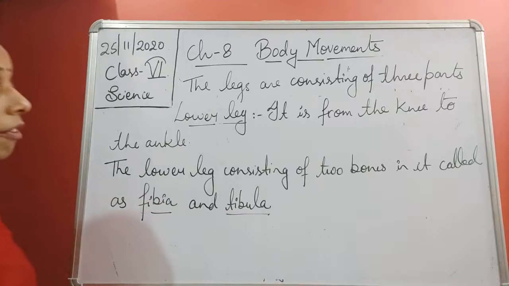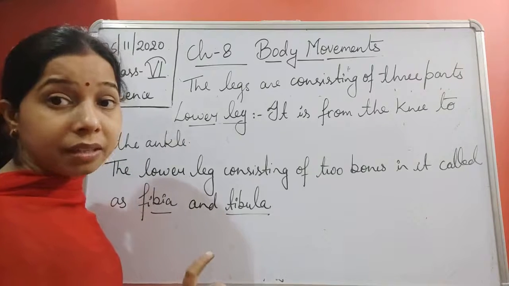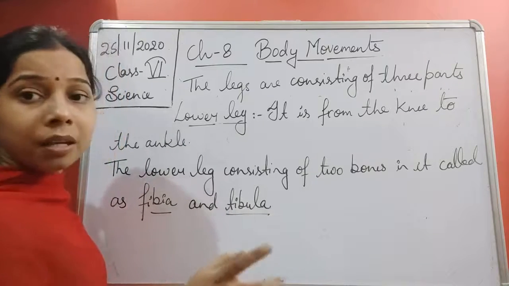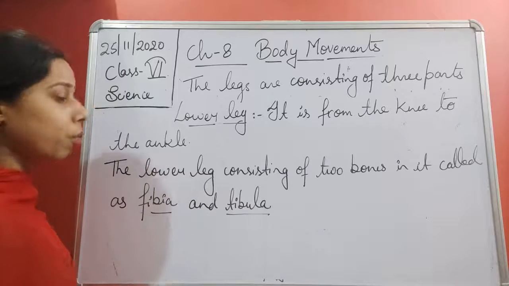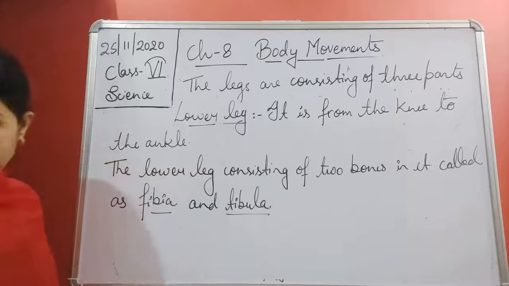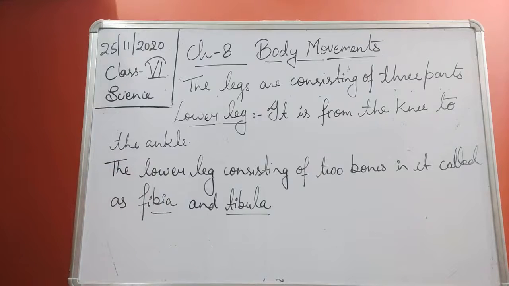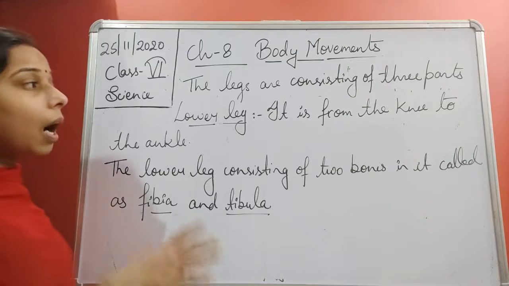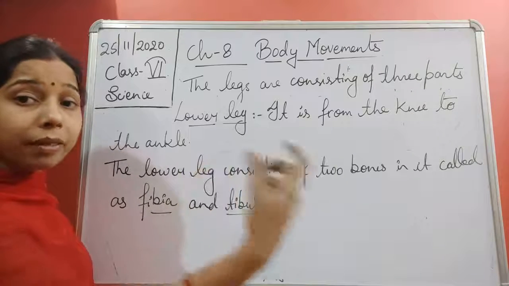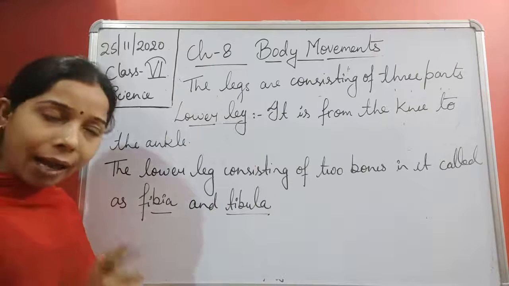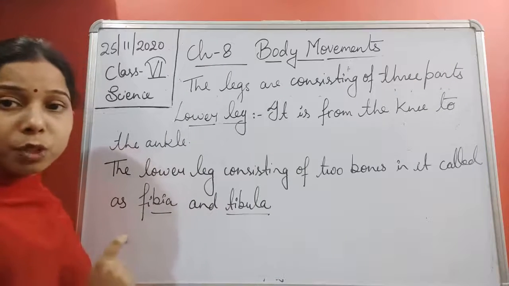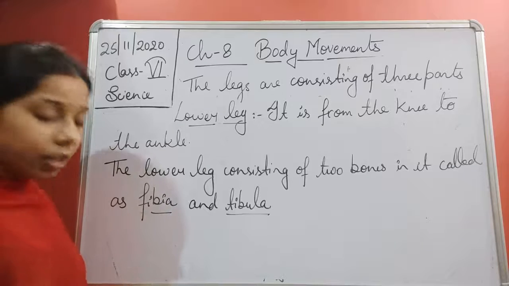In the case of the lower arm, students, we have seen the 2 bones are radius and ulna. In the case of the lower leg, 2 bones are there, fibula and tibia. Now, the upper arm and the lower arm are attached to each other at a point called the elbow, and the joint between these two is a hinge joint.